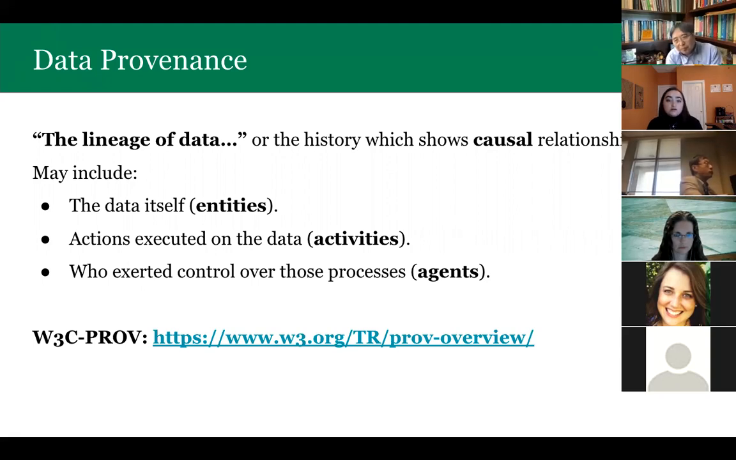There is a format called W3C PROV, which in recent literature has been the standard. And it defines 3 different node types. So in the graph, nodes and edges. One of the types is entities, so that would be the data itself. Another type is the activities. So that's actions executed on the data, like modification, writing, etc. And then there's agents, so who exerted control over those processes.